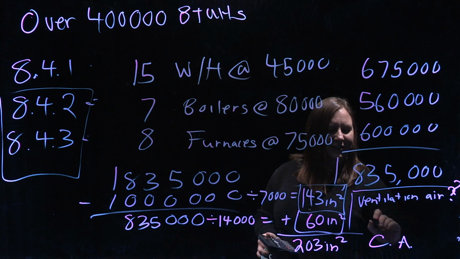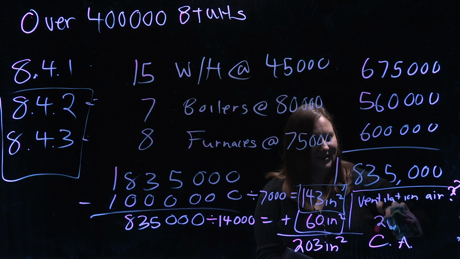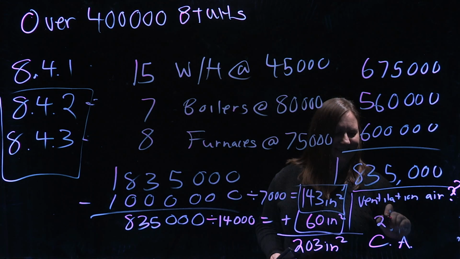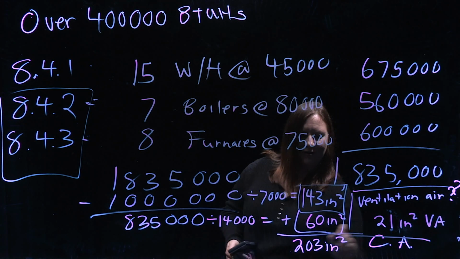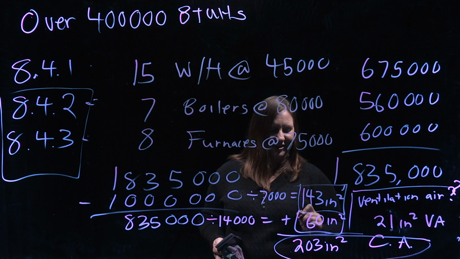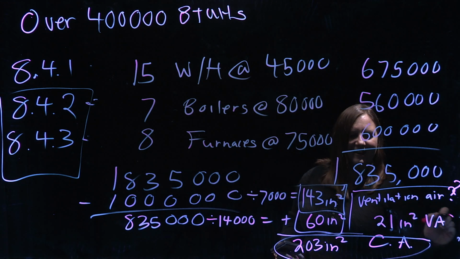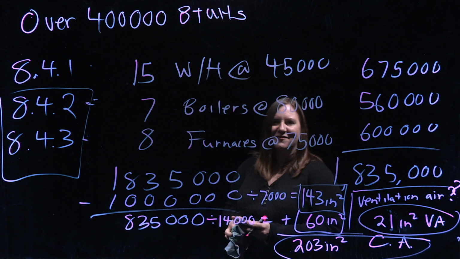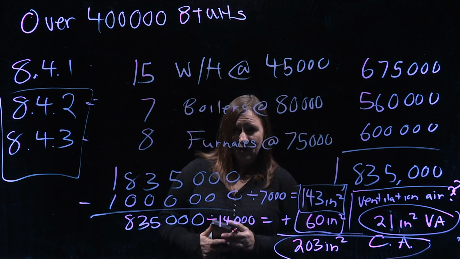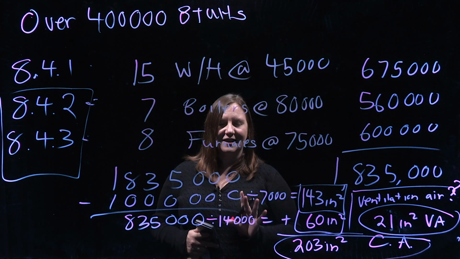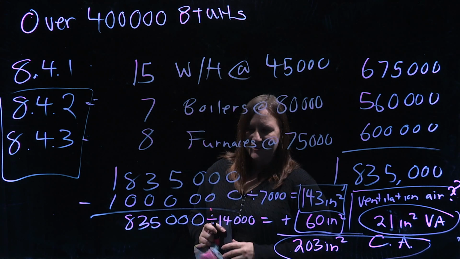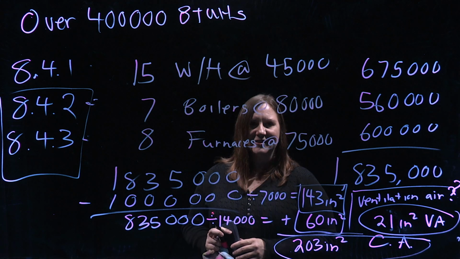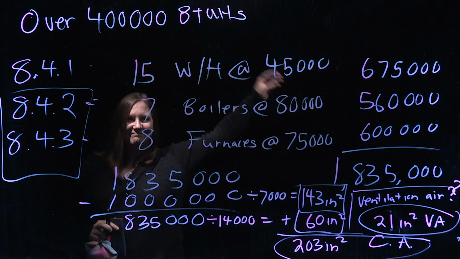So for my ventilation air, it's going to be 21 square inches for the ventilation air opening. So I need 203 square inches for the combustion air opening, and I need 21 square inches for the ventilation air opening. And yes, if you want to give decimals and say 20.3, completely acceptable in our class. All right, so we'll do one last example for the combined inputs over 400,000 BTUs. Let me just clear off some of this board.